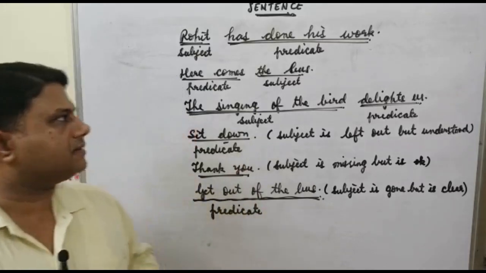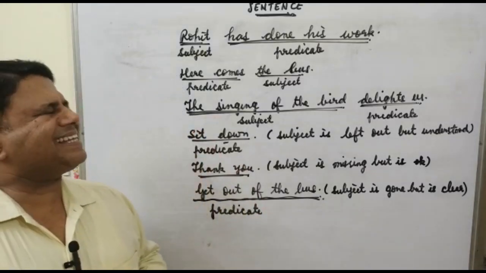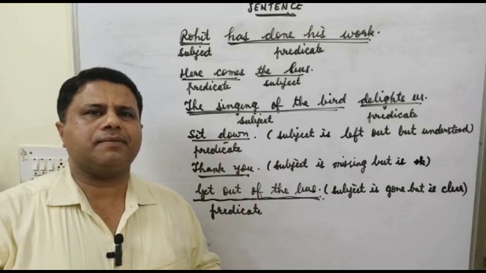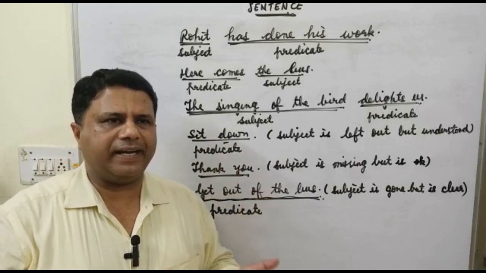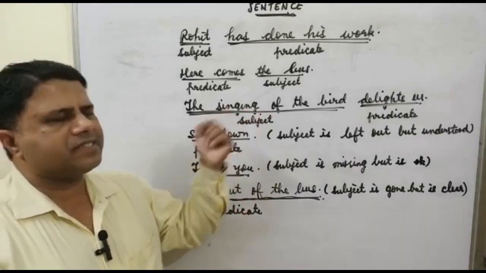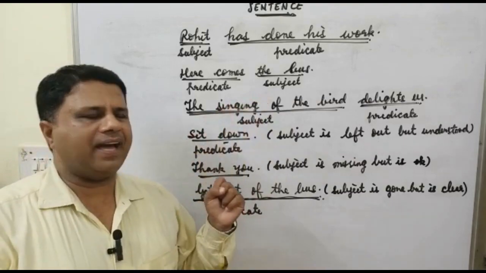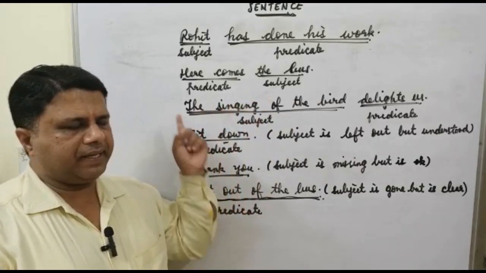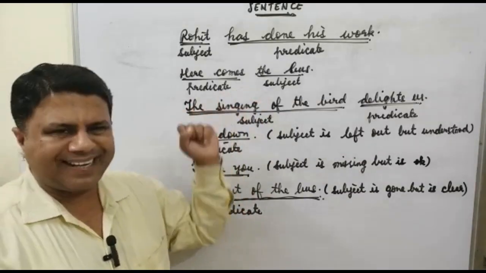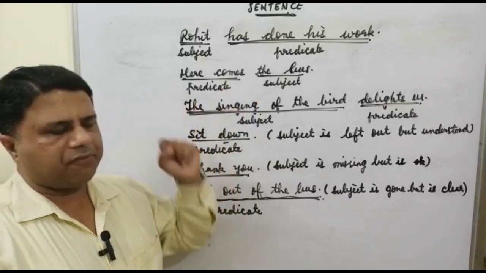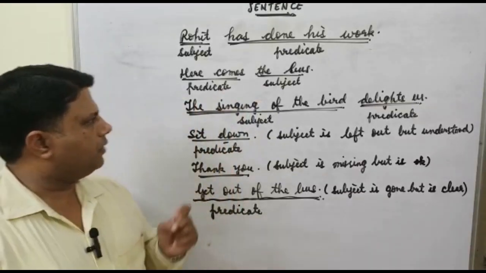Let's have a look at the sentences. Rohit has done his work. Rohit is the subject, has done his work is the predicate. Then, here comes the bus. So the subject is at the end and the predicate is in the beginning. Here comes, what is the subject? We are talking about the bus. In the first sentence we are talking about Rohit.